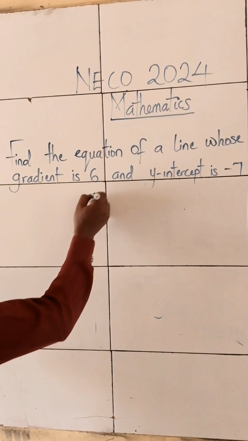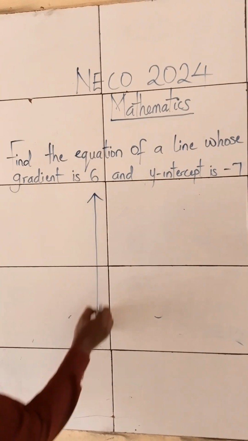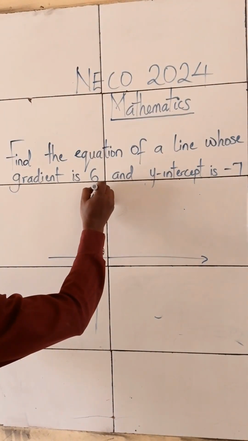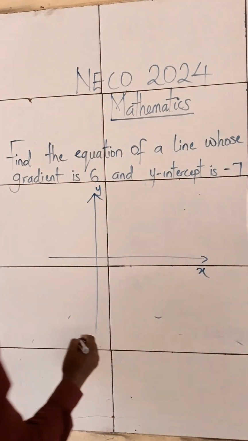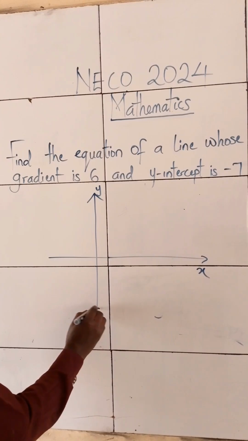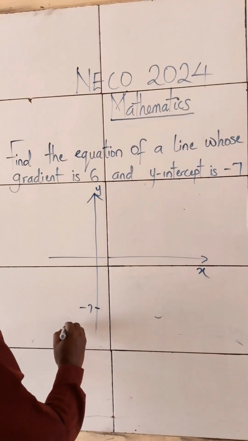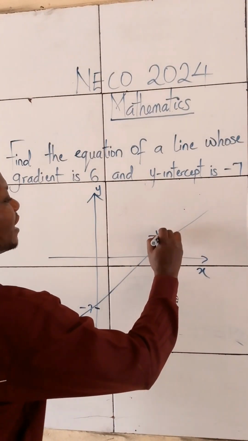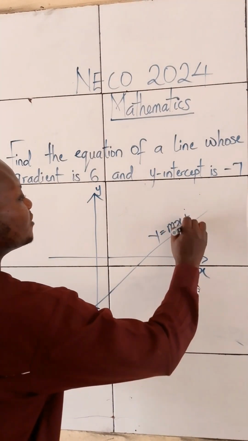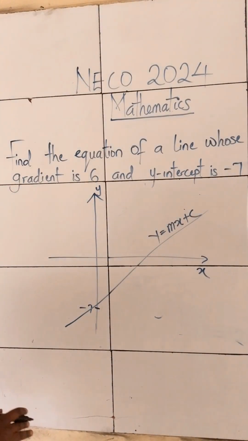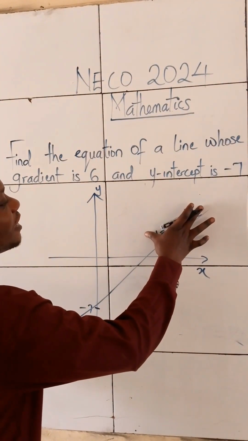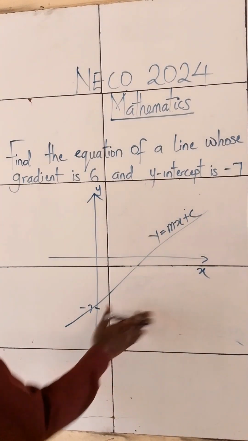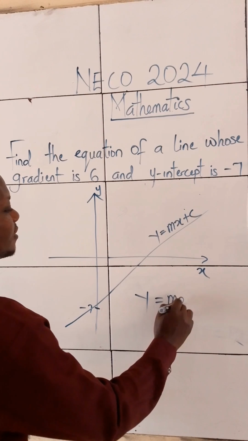So diagrammatically, let me give you, let's say we have, for example, y-axis and x-axis, okay? And we have a line, let's say this is -7 for y, and we have a line that cuts across it like this, okay? So the equation of this line is given as y equals to mx plus c. So the general equation of any straight line is y equals to mx plus c.